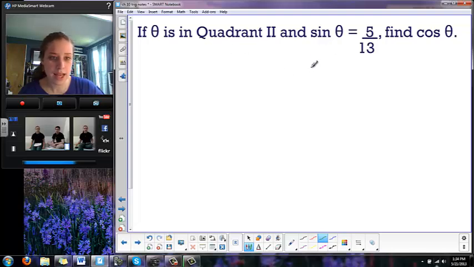Let's think about this. Sine theta. Now sine we know is from SOHCAHTOA. We know that sine is opposite over hypotenuse.